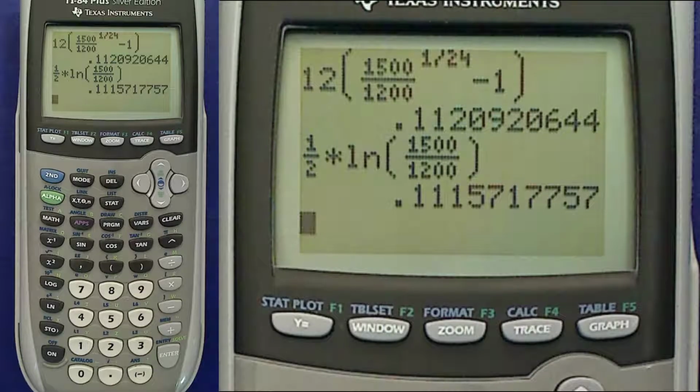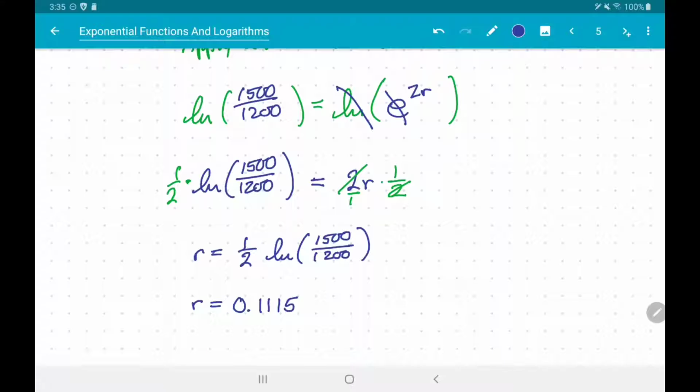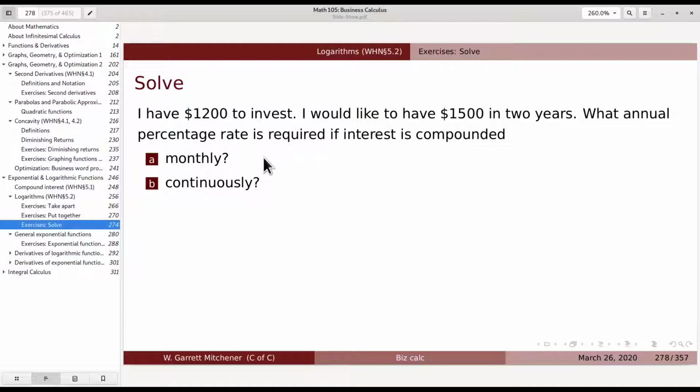And again, we should switch back. Again, we should convert it to a percent. So the required APR is 11.15%. Okay, so there's the solution to this problem.